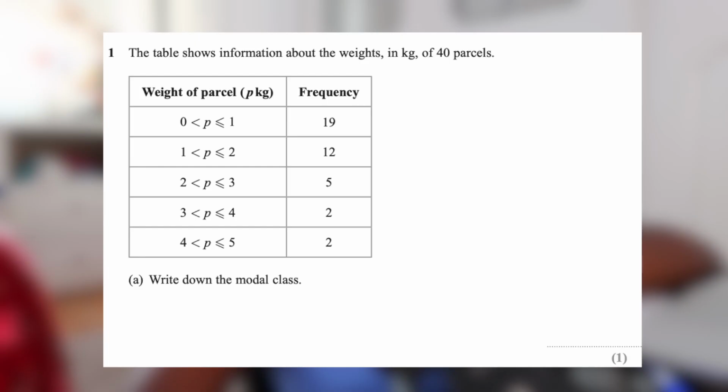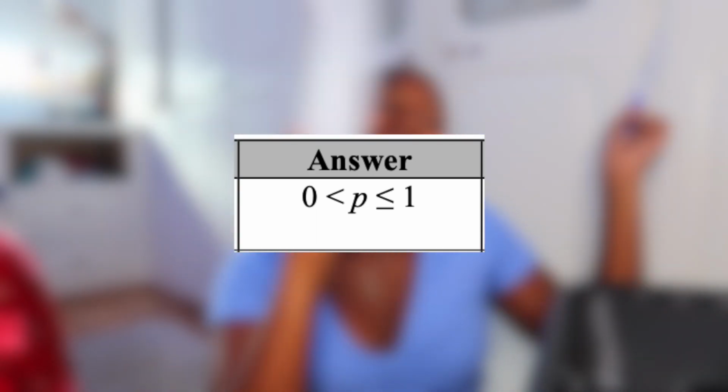Okay, the first question. The table shows information about the weight in kilograms of 40 parcels. Write down the modal class. I always remember this as MO, so that's most common. So 1A, I'm gonna put that as 0 < p ≤ 10. No, 10 < p ≤ 20, because it's 19. So the frequency is the number, right? Right, so modal will be the most common one, so that's going to be the first one. Okay, I got one right. Let's give me a tick.